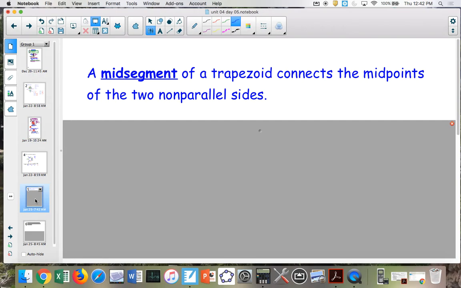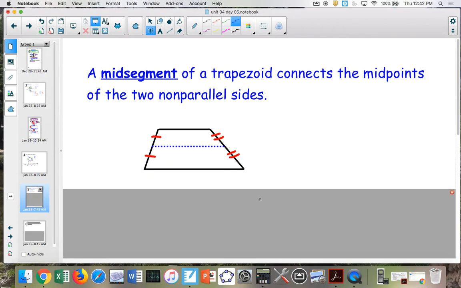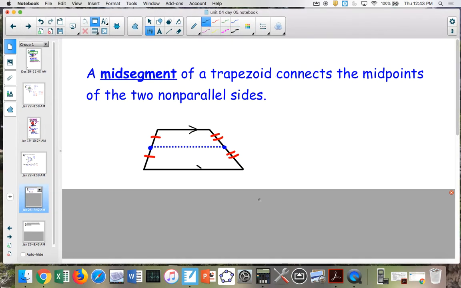The last idea about trapezoids deals with something called a midsegment. A midsegment connects the midpoints of the two legs, the two non-parallel sides. So here's a picture. Now this doesn't have to be an isosceles trapezoid, it's any trapezoid. If you connect the two midpoints, the midpoint of this leg and the midpoint of this leg, given that these are your bases, that segment is called a midsegment.